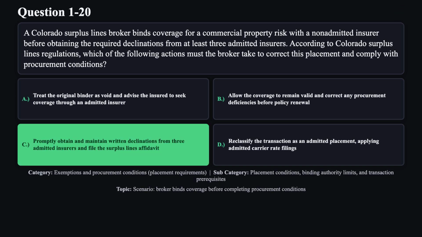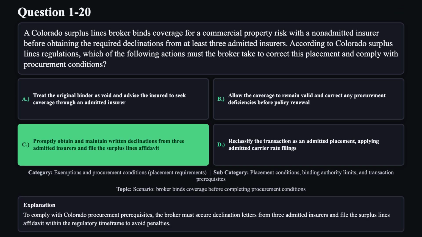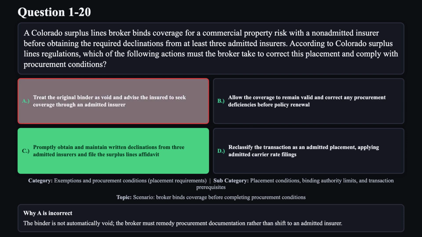The correct answer is C. To comply with Colorado procurement prerequisites, the broker must secure declination letters from 3 admitted insurers and file the surplus lines affidavit within the regulatory timeframe to avoid penalties. Reason A is not correct. The binder is not automatically void. The broker must remedy procurement documentation rather than shift to an admitted insurer.